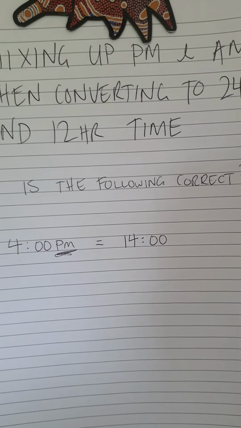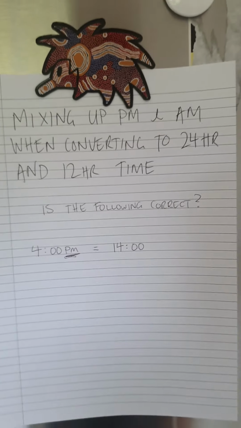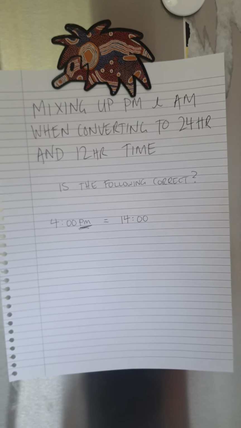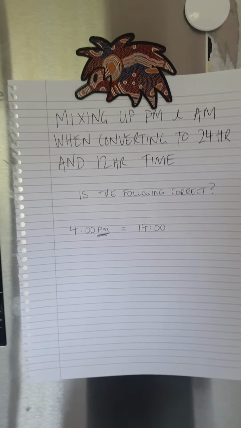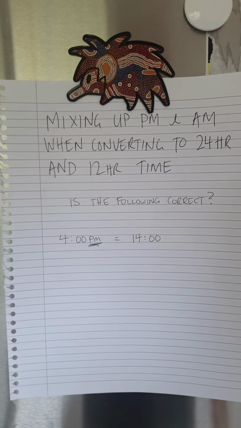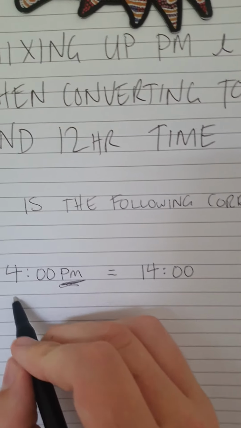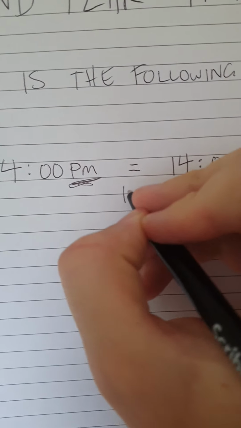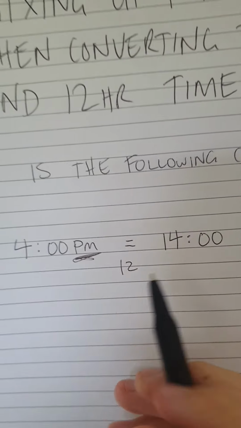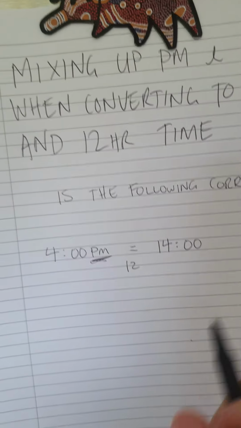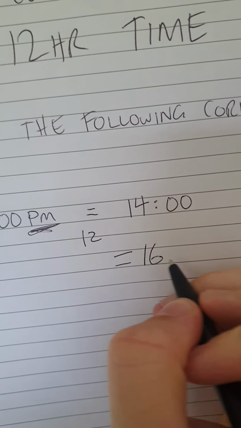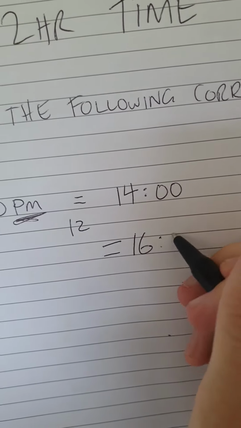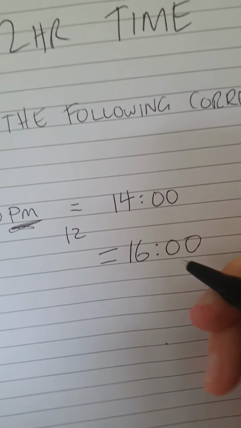No, it's not, because with changing our 12-hour time to 24-hour time, we have to add 12 to our number here. So if we're going to add 12, that becomes 12 plus 4. So that becomes 16. And then we go 1600.